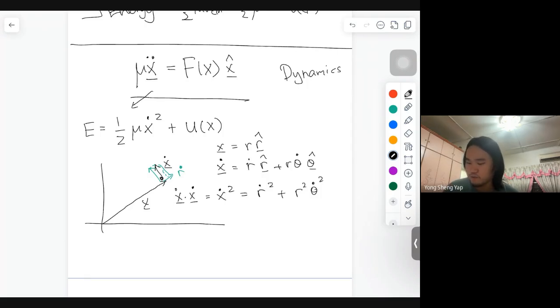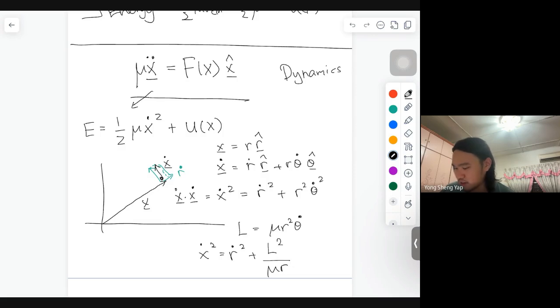But remember that because the angular momentum is conserved, L equals mu r squared theta dot, we can write x dot squared as r dot squared plus, because we have this angular momentum that is conserved, I can always write theta dot in terms of L. So this is L squared divided by mu r to the fourth.